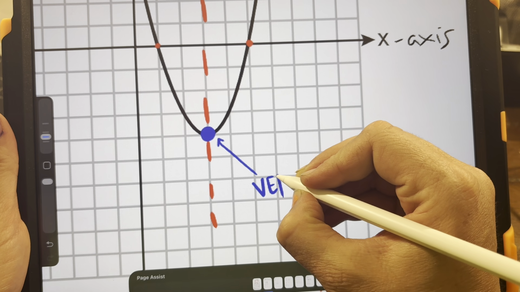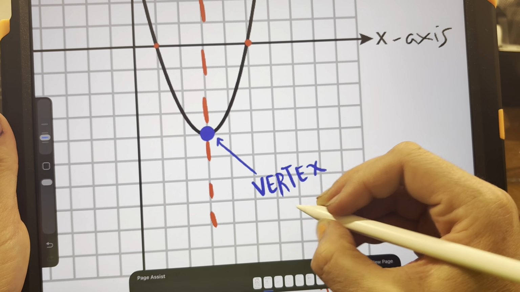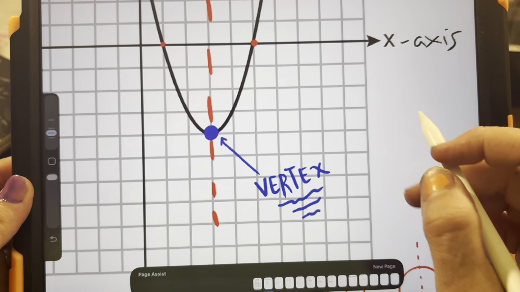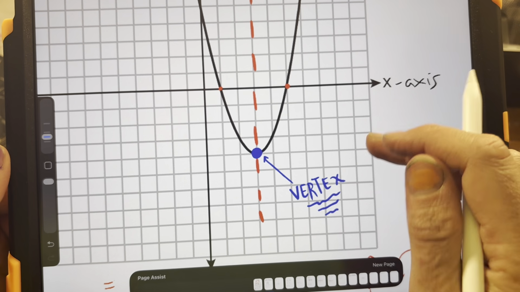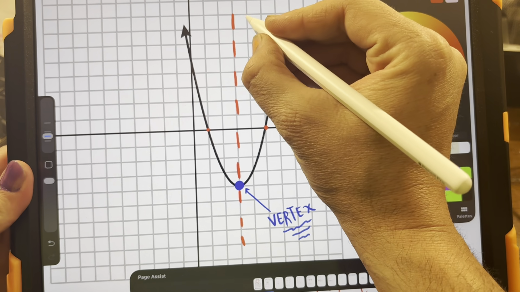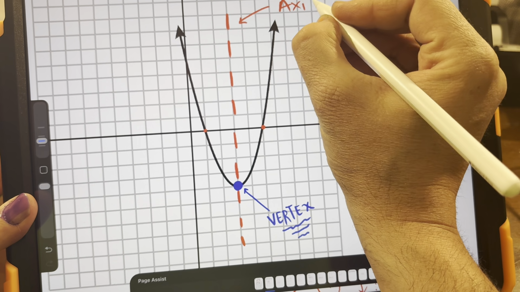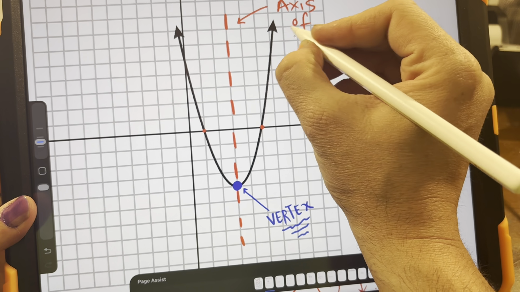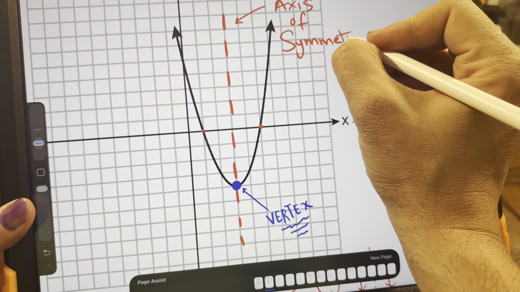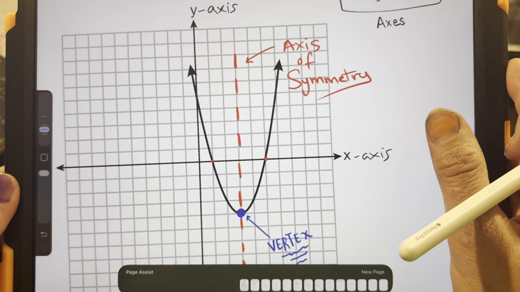By we, I mean mathematicians smarter and older than me who started calling it this before I was born. I don't know why I said we like I was included. But we do call it the vertex. And we call this line, I'll label it in red, the axis of symmetry. So we've got the axis of symmetry, and we've got the vertex.